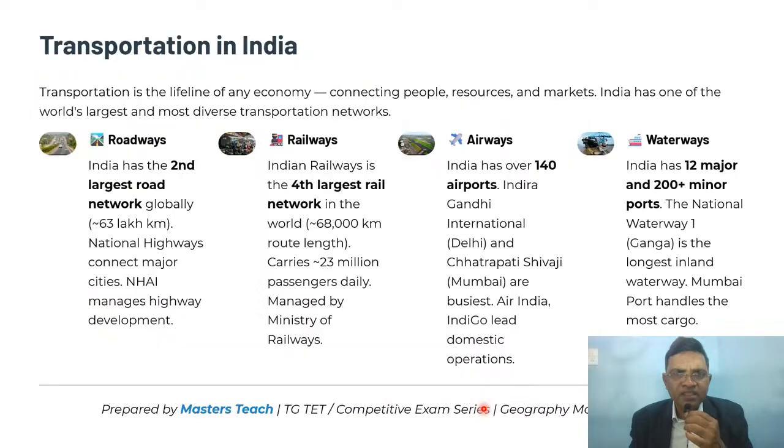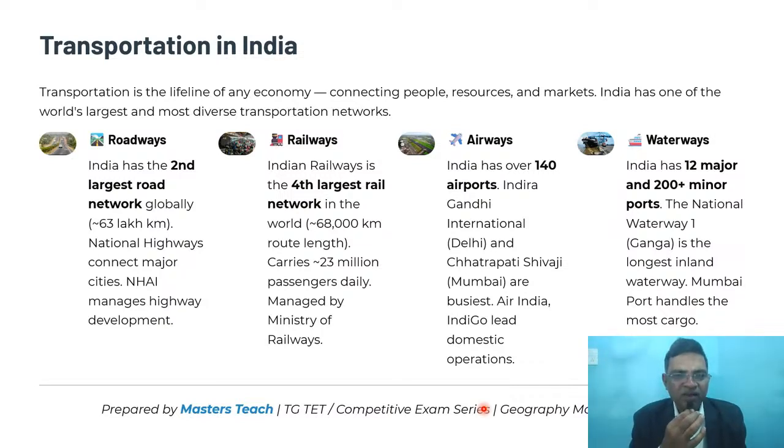Okay, then transport in India. We have a transport system connecting people, resources, and markets, one of the world's largest and most diverse: highways, railways, airways, and waterways. India has the second largest road network globally, almost 63 lakh kilometres. National highways connect the major cities.